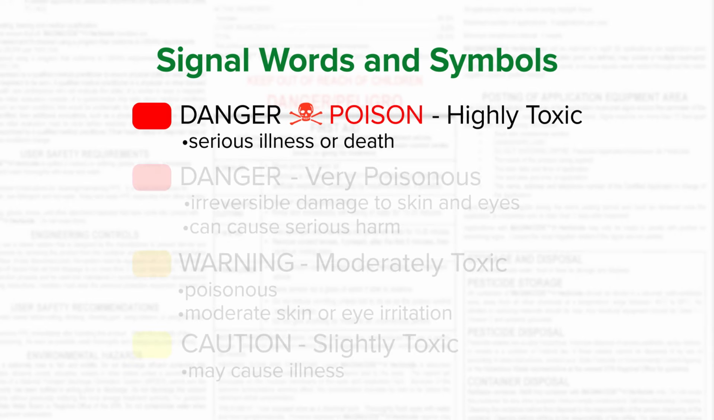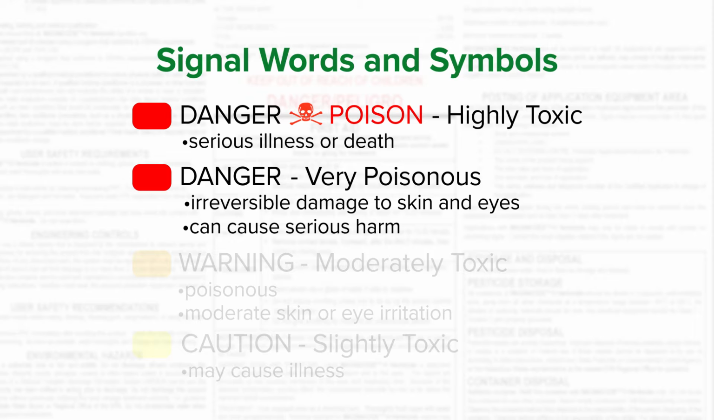Danger with skull and crossbones and the word poison printed in red ink. This means that the pesticide is highly toxic or extremely poisonous and will make you very sick or may cause death if absorbed through one or more routes, including the skin, if swallowed or if inhaled. Danger means the pesticide is very poisonous if it enters your body, or it is corrosive and causes irreversible damage to the skin or eyes. Even small amounts of this product will cause serious harm.